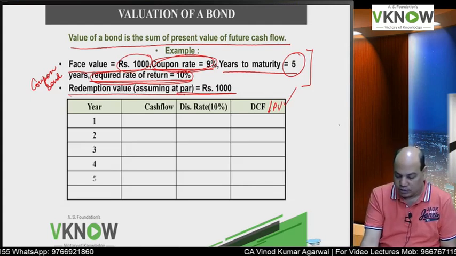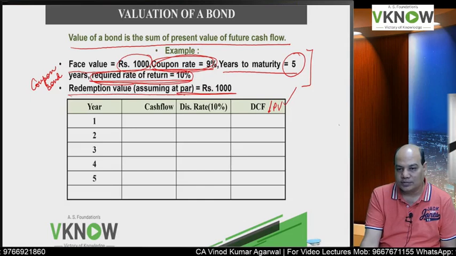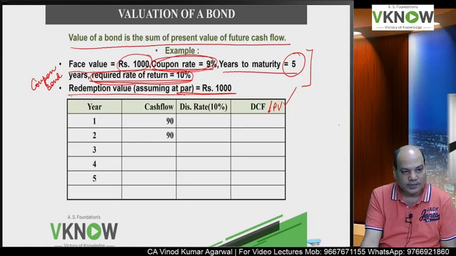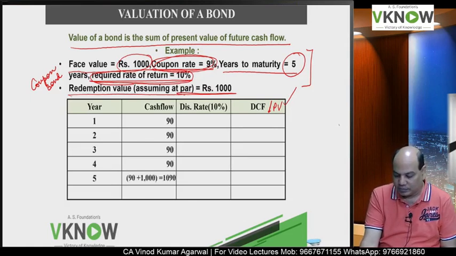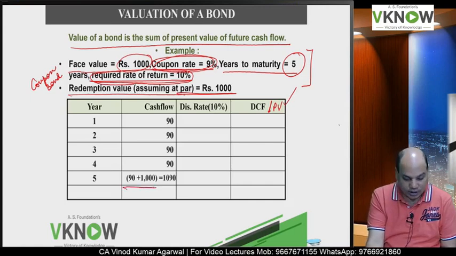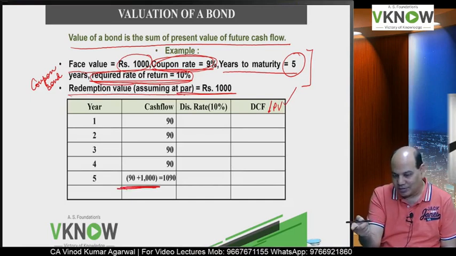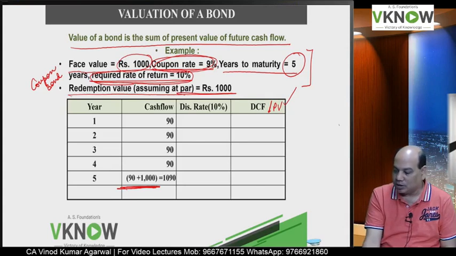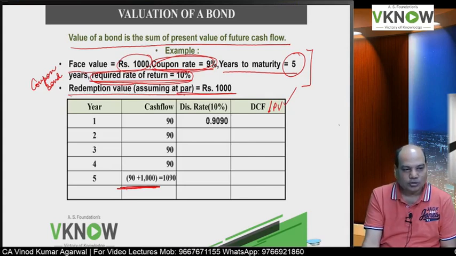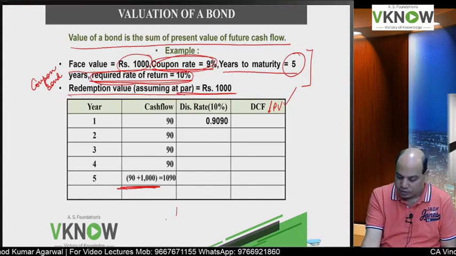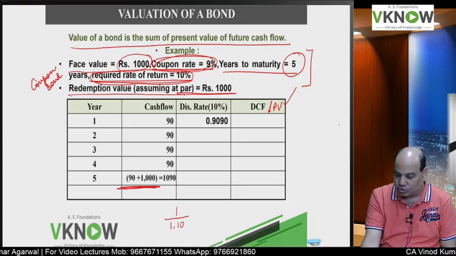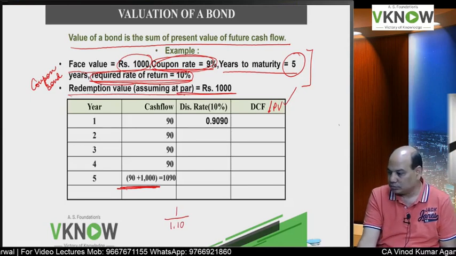Now first write down year 1, 2, 3, 4, 5. First year you will get only coupon, 9% of 1000. 9% of 1000 is how much? Is it 90 rupees? And in the last year, be attentive, last year you will get 90 plus 1000, 1090. Then you will write the present value factor. How do you get present value factor? 1 divided by 1.10 on your calculator equal to, you will get something around 0.9091.